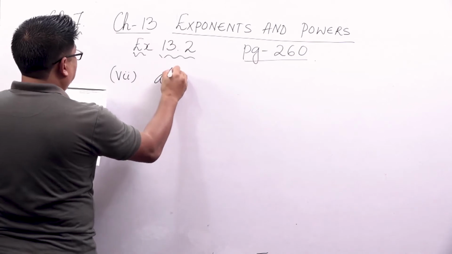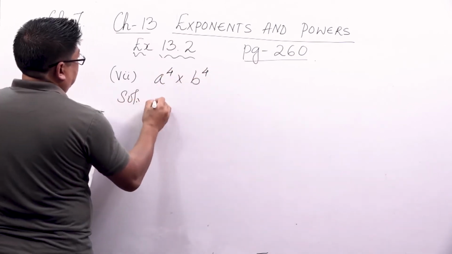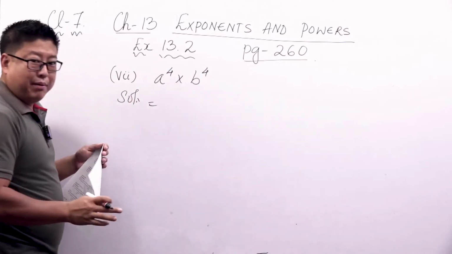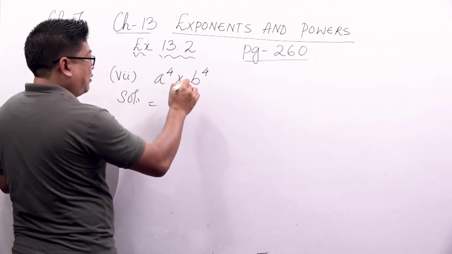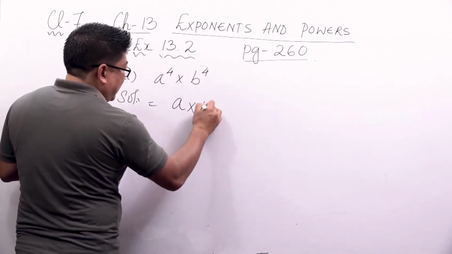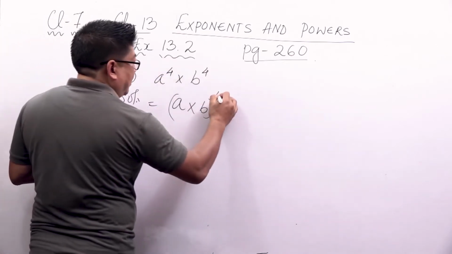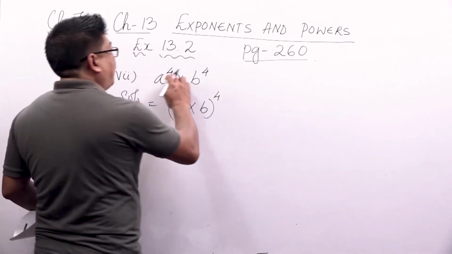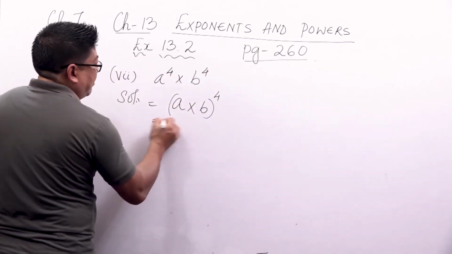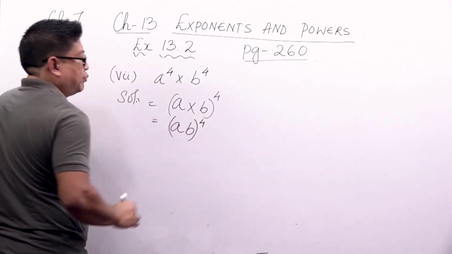So here we have a to the power 4 into b to the power 4. Different base, but exponents are same, right? So we have already learned about this law. The bases will be multiplied, but since both the exponents are same, we will take a common exponent. That means 4 will be your common. Okay, you can write this one also as ab to the power 4. Don't forget to put the bracket.